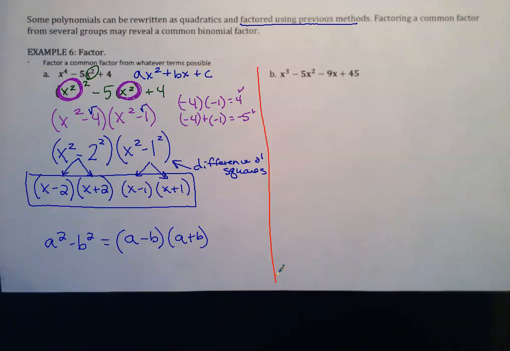How many terms are in B? 4. How many terms were in A? This is not a trinomial, so it's a polynomial. It's a trinomial plus x cubed. Anyway, in this case, we are going to do some grouping.